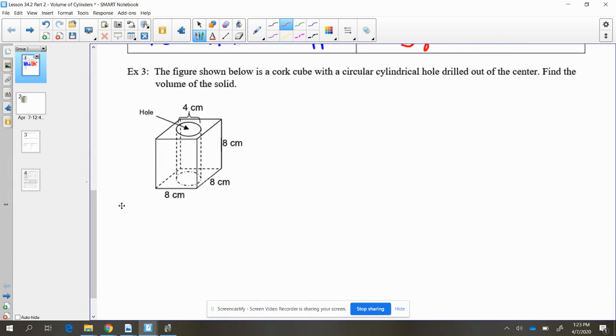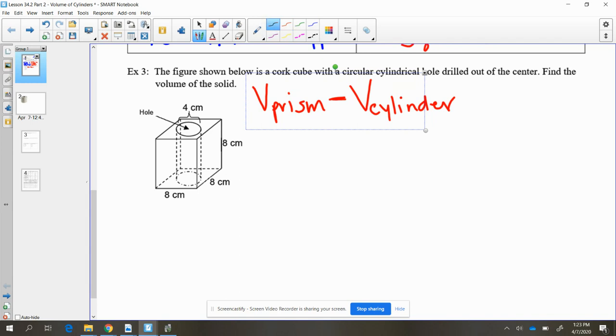We're given a cube, but we are drilling out of that cube a cylinder, so if we want to find the total volume of this figure, it's not just the volume of the cylinder. It's the volume of the prism, but we're subtracting away from it that cylinder inside. So we're going to have to keep that in mind: right now we basically need two things. We need the volume of the prism and we need the volume of the cylinder.